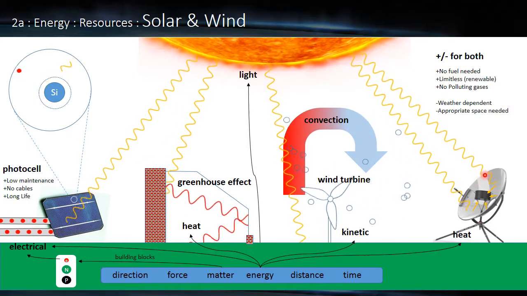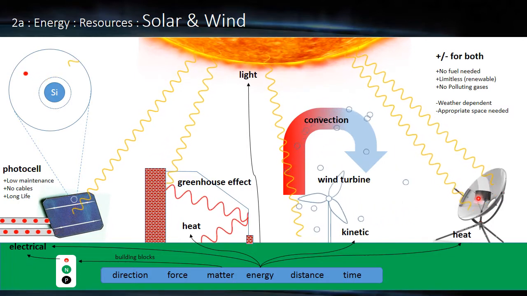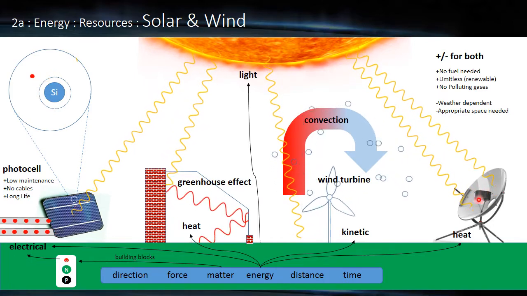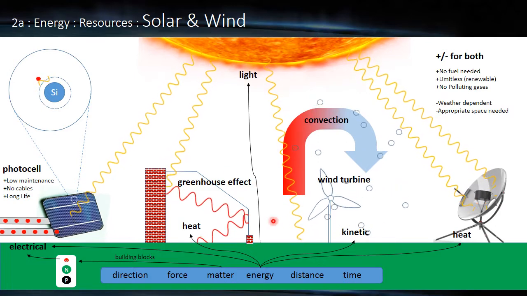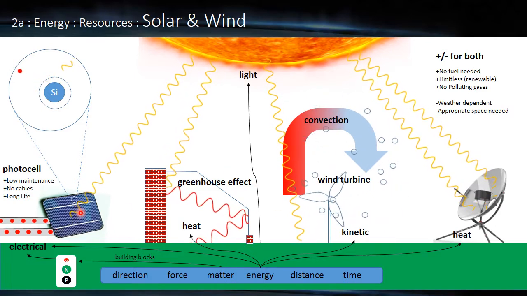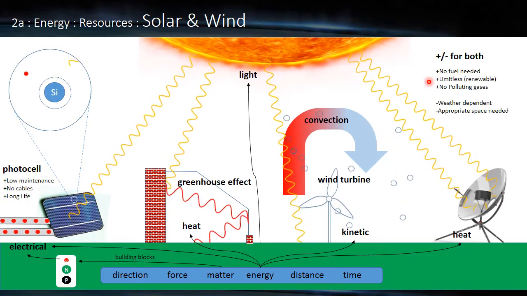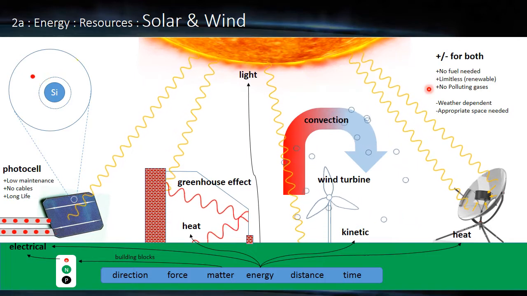We also have direct solar heating here again, and this is used in some remote countries. A very, very good no fuel way of heating some food there. So both the wind and the photocell have a number of advantages. No fuel is needed. It's limitless in the sense that it won't run out, and it produces no polluting gases.